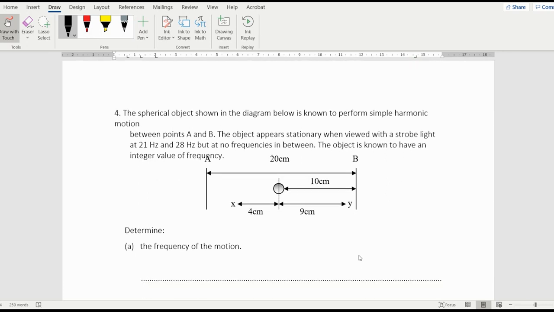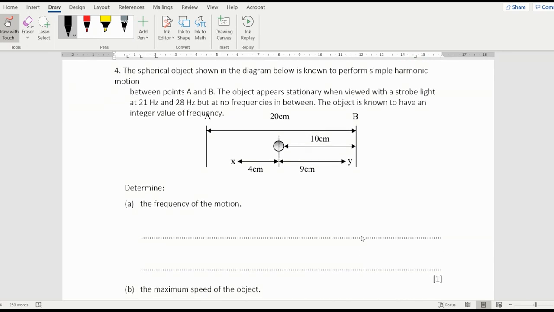Okay, this one. This is again another interesting question here. So the spherical object shown in the diagram is known to perform simple harmonic motion between A and B. The object appears to be stationary when we shine a 21 Hertz light on it and a 28 Hertz stroboscope on it. So no frequencies in between. The object is known to have an integer value of frequency.